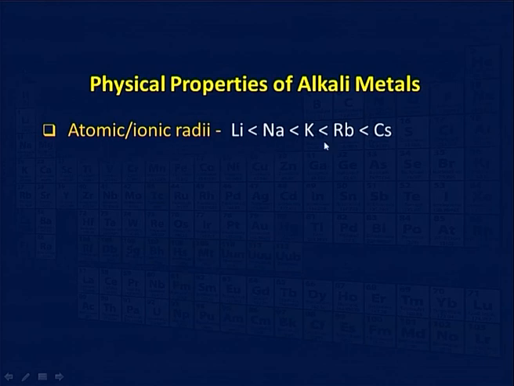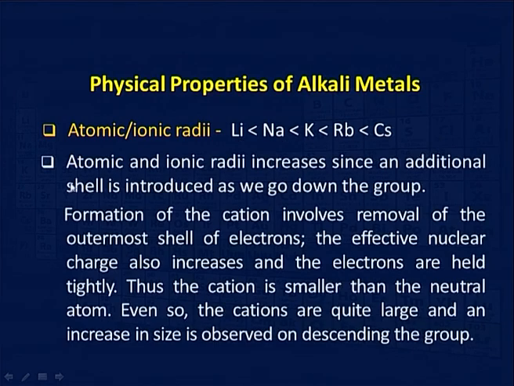Now atomic and ionic radii, we have already told you lithium is the smallest, followed by sodium, potassium, rubidium. Lithium is smallest because there is a subsequent addition of a new shell. From here we have 2s1, 3s1, 4s1, 5s1 and 6s1 configuration. So an additional shell is added, therefore it becomes larger and larger. Atomic and ionic radii increase because of the additional shell introduced as we go down the group.